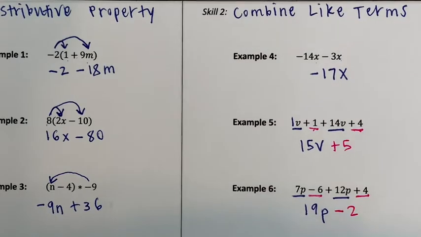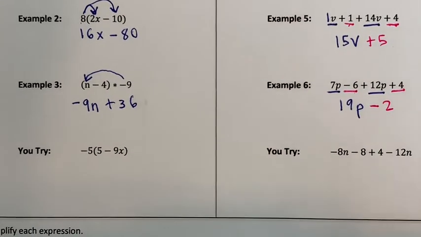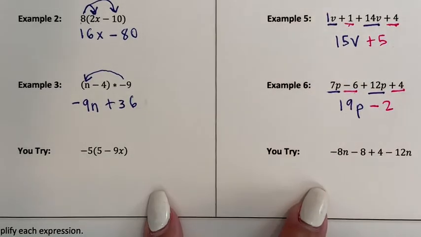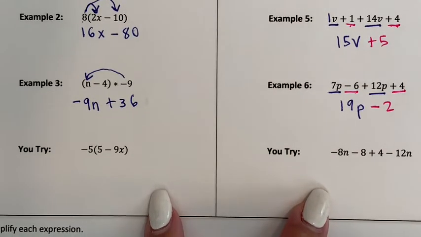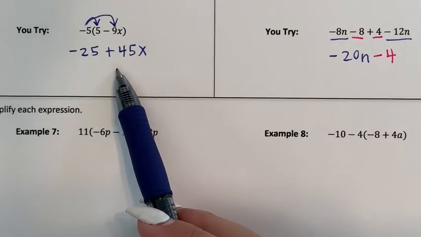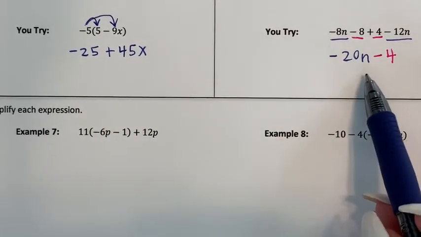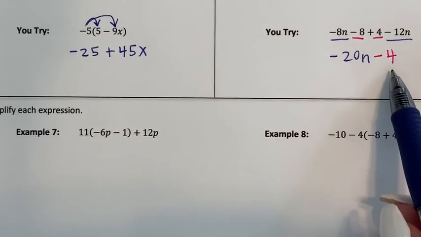All right, at this point, there are 2 U-tries for you to do. So you can go ahead and click pause on the video, do these 2 U-tries, and then click play when you're ready to see the answers. All right, let's see how you did. So here are my answers to the first U-try, -25 plus 45x, and the second U-try, -20n minus 4.